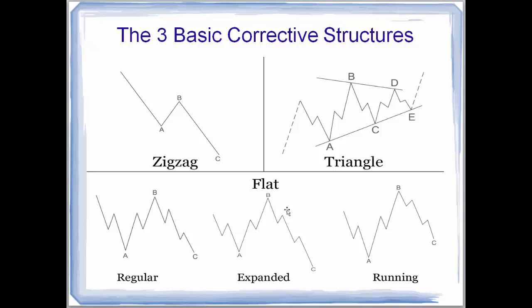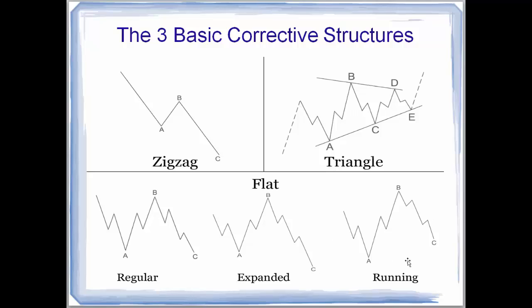Then the expanded flat, which is the most common of the flat family, is also a 3-3-5 structure. But in an expanded flat, wave B makes a new price extreme beyond the start of wave A. As a matter of fact, it must be at least 105% of A. And then wave C must end below the extreme of wave A to be an expanded flat.